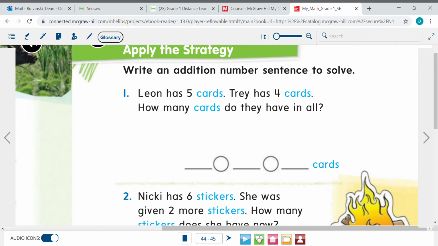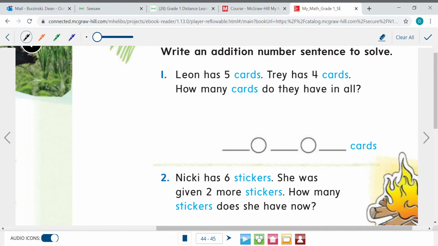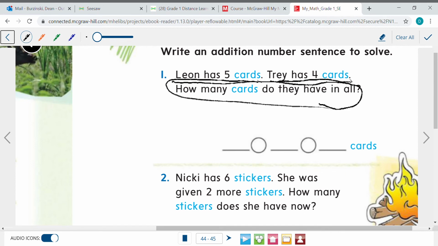Well, first we underline what we need to know. Okay? Leon has 5 cards, and we know this other boy, Trey, he has 4 cards. And what do we need to find out? How many cards do they have in all? So what do we do with that question? We circle that, what we need to find out. So Leon has 5, Trey has 4. We need to find how many they have in all.